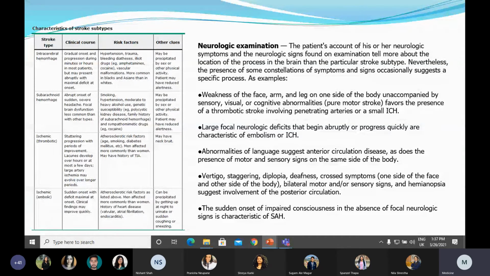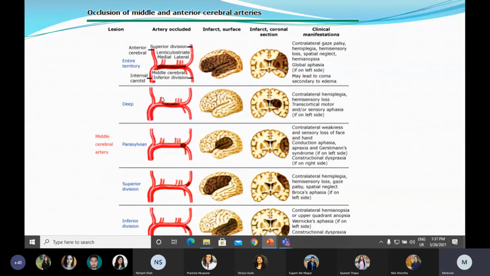Another thing that is also used sometimes is called the Siriraj scoring, where you have many parameters in the score, and with the help of that score also you may be able to say whether it's an ischemic stroke or a hemorrhagic stroke. As I told you earlier, the site of obstruction will have an infarction in different areas, producing different clinical manifestations.